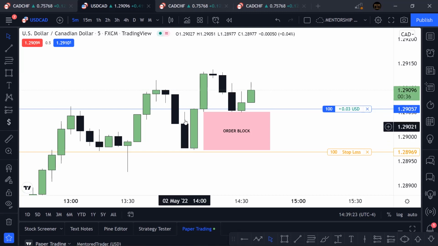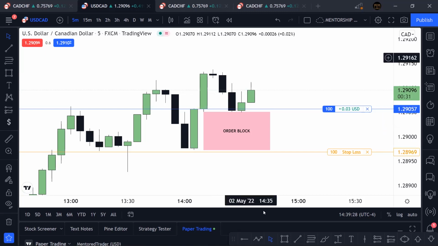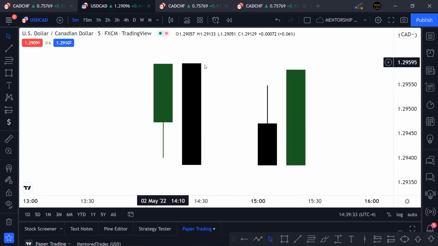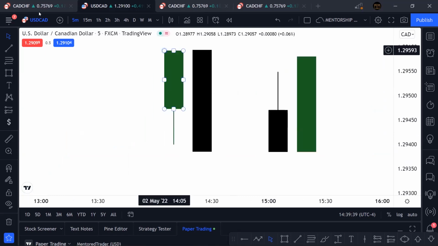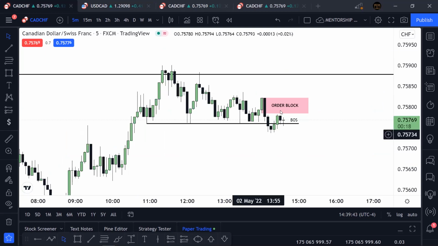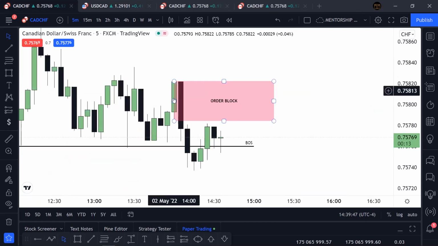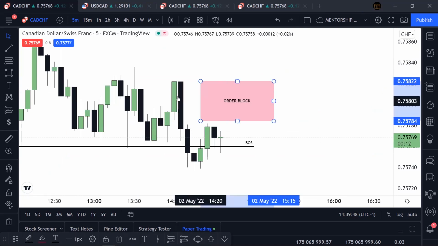Okay, folks? I'm going to put my stop loss below this black candle. When it comes to the bearish order block, I'm going to put my stop loss above this candle. Okay, above this candle. Let's look for the bearish order block. Here we go. Do you see this candle here? This green candle? It was engulfed by a black candle.